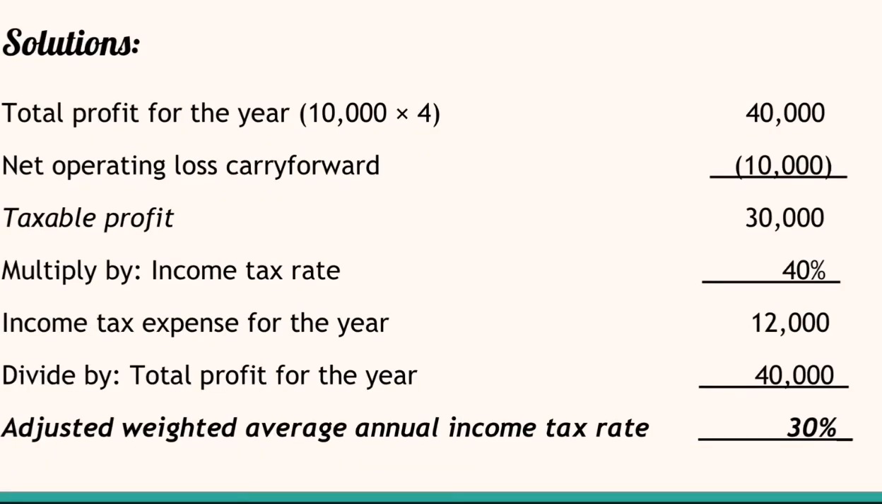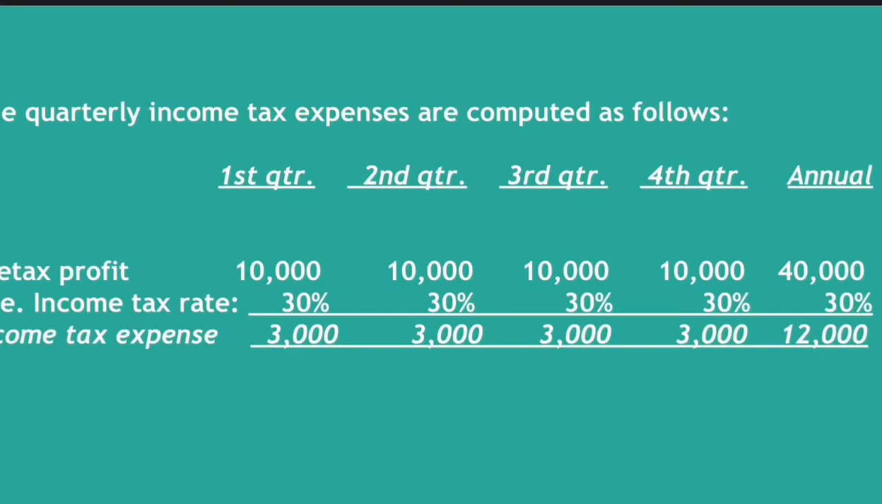Solution: total profit for the year of 40,000, net operating loss carry forward of negative 10,000, that would result to taxable profit of 30,000, multiplied by the income tax rate of 40%, that would result to income tax expense for the year of 12,000, divided by the total profit for the year of 40,000. The adjusted weighted average annual income tax rate would be 30%. The quarterly income tax expenses are computed as follows.